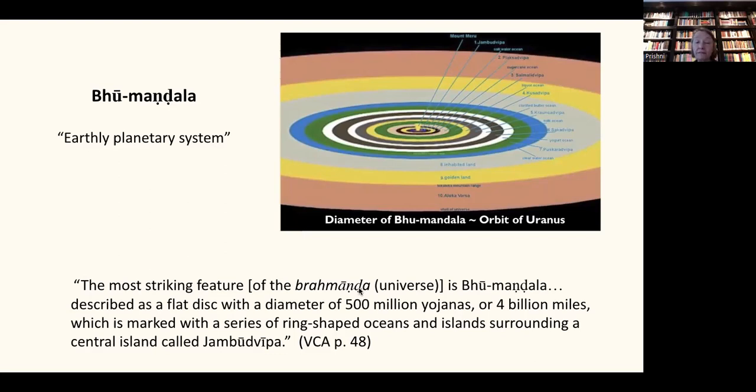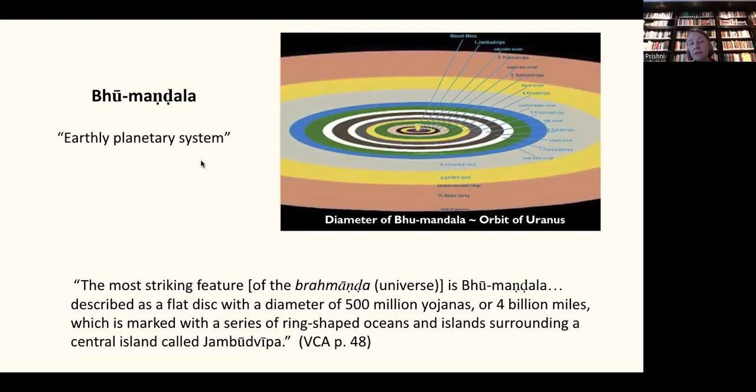Okay, it's described as a flat disk. It's got a diameter of 4 billion miles, which, if you're an astronomer or you know a little bit about science, you'll know is just about exactly the orbit of Uranus, a little bit past the orbit of Uranus. So that tells you something right there. But the interesting thing, of course, is the way it's marked with all these various rings. And he doesn't get into that in detail in this chapter, but we'll go into it in a little bit of detail later on.